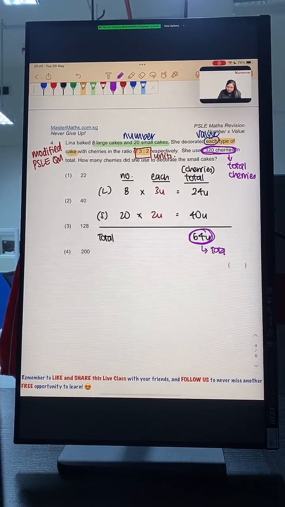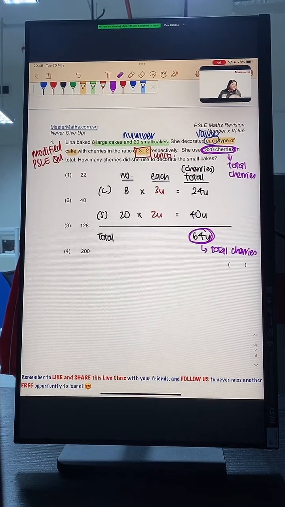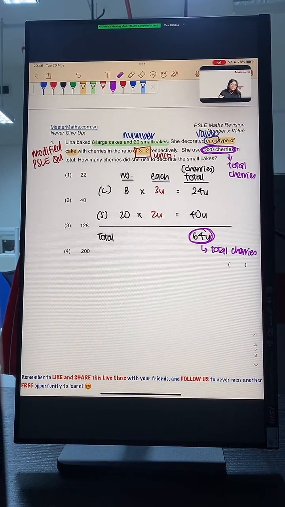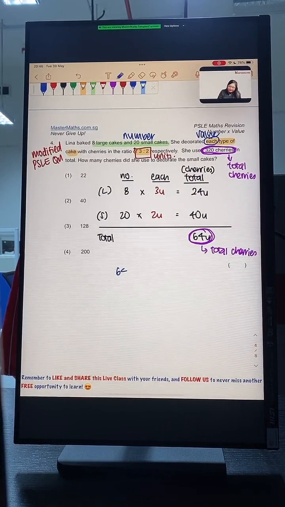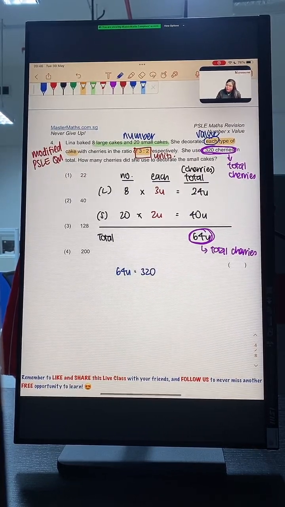So far, so good. Can we understand? Total cherries is 320. Total cherries is 64 units. So what we want to do is take 64 units equals 320. Do we all understand what's going on here? Anybody don't understand? Totally lost already, anyone? So far so good?